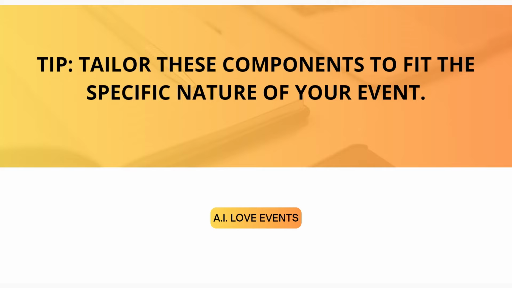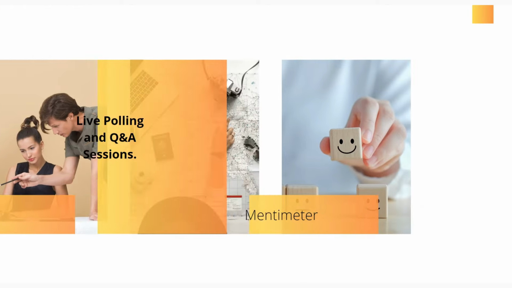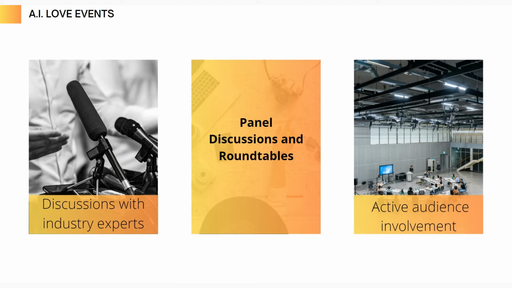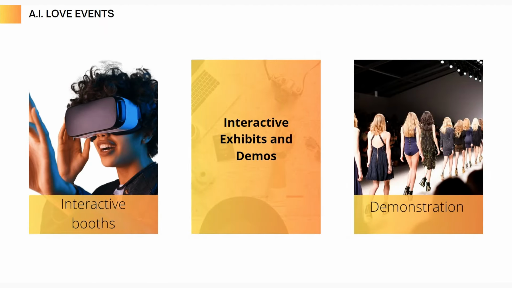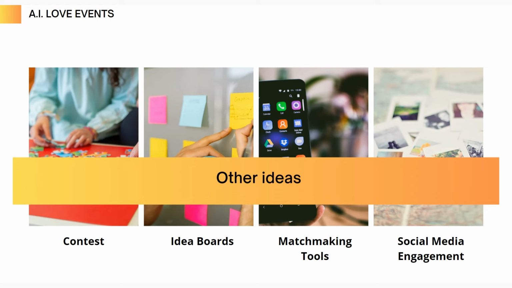Here are some extra examples to use to have more interaction with the audience. For example, live polling with Slido or Mentimeter, a panel discussion, you can also invite an industry expert, do interactive booths, and maybe some demonstrations. Here are some more ideas before going to step 2 of creating your next corporate event agenda.